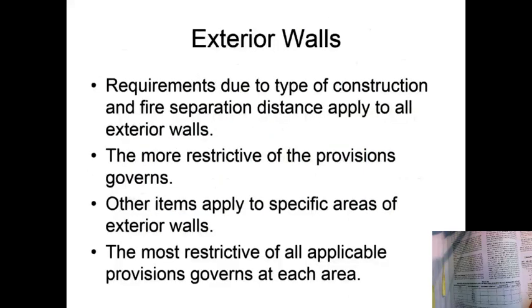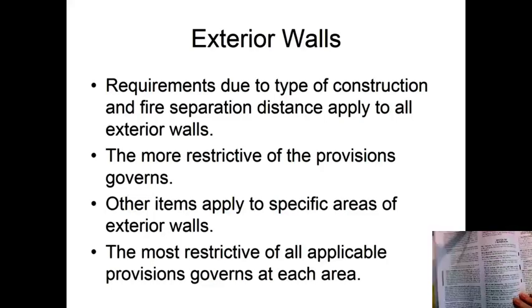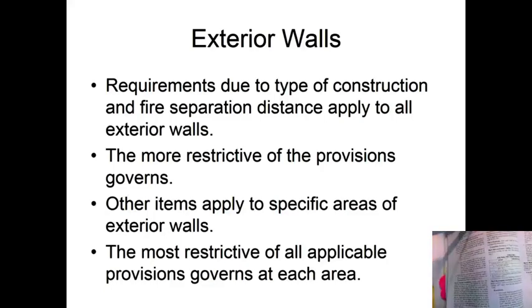Okay, exterior walls. A lot of times requirements are due to the type of construction and the fire separation distance that's applied to the exterior. Sometimes they're more restrictive. And I know you're going to ask, well, how do the downtown areas do it? Well, you know, that's where we're talking about a party wall, or we get into, of course, a firewall, because what we're doing is separating, and that particular wall goes past the roof. So we're talking about where it comes up, and it will go past the wall.